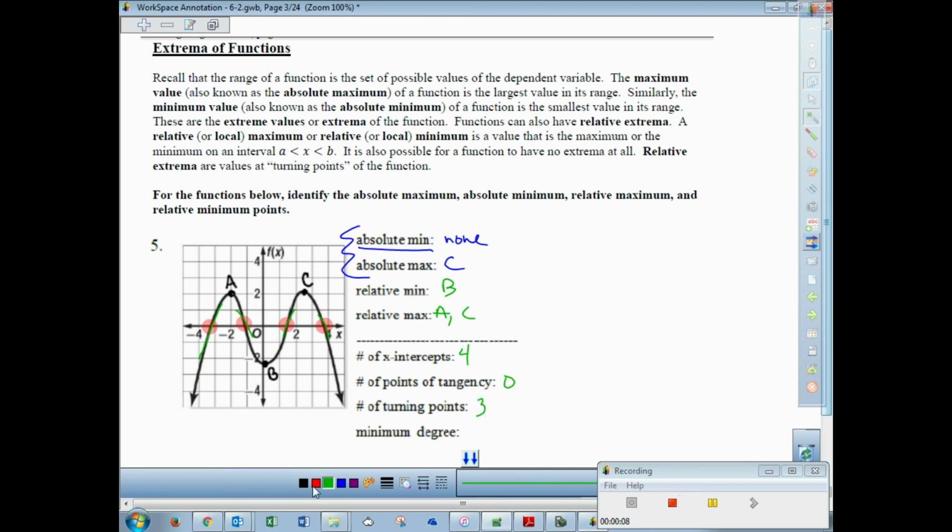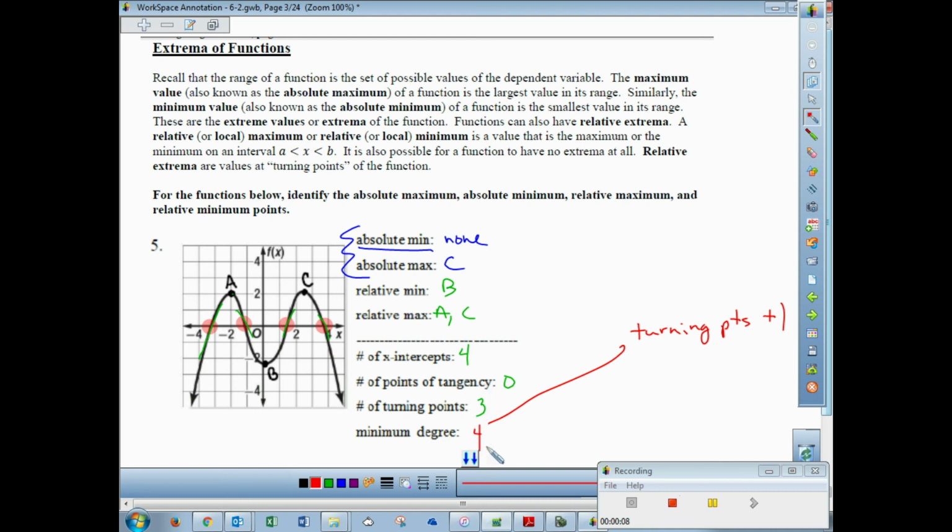So here's the idea behind minimum degree. You might make a note somewhere off to the side. The minimum degree is turning points plus 1. However many turning points you have, you always add 1 to that, and that will be the minimum degree possible. Turning points plus 1. How many turning points did we have? 3. Add 1 to it. What's the minimum degree? 4.